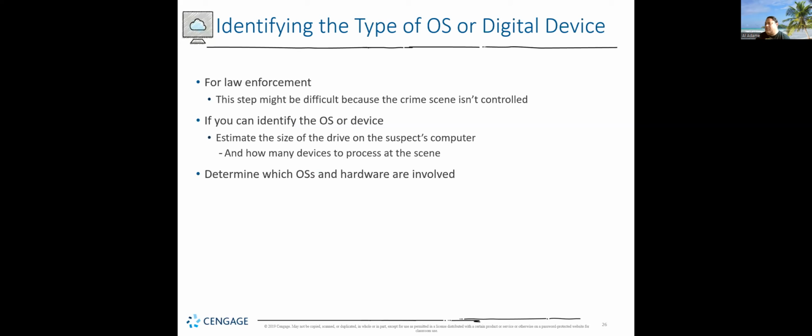You can identify the OS or device, estimate the size of the drive, the suspect's computer, and how many devices are there to process at the scene. That's more for flash drives, but they're talking more about, rather, they have 3 computers. You're taking them all because you don't know what they did on what. It's your job to figure it out, including which OS and hardware are involved. You won't know until you turn it on. You're going to do that back in the lab. You ain't doing it there.